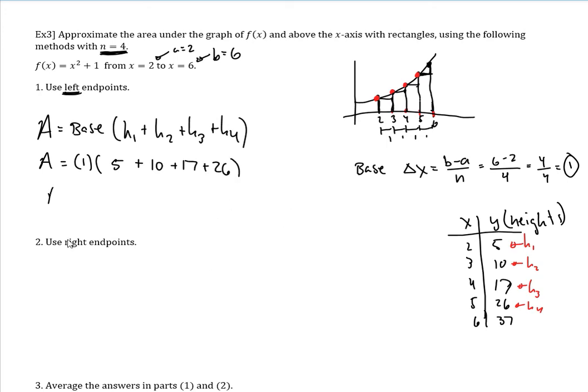And then from here we can add them up. So I have 1 times 5 plus 10 plus 17 plus 26 is, so 15, 32, 58. So we have 58. And then so now we have it all the way done. The answer is 58. Okay, so that's our approximation using these left rectangles to show the area under the curve.